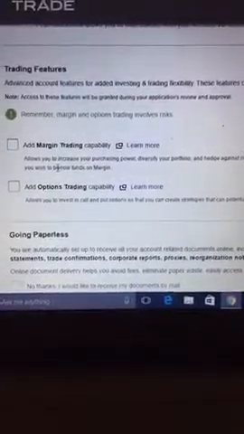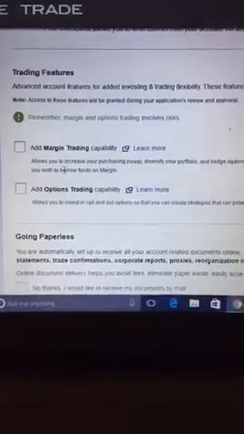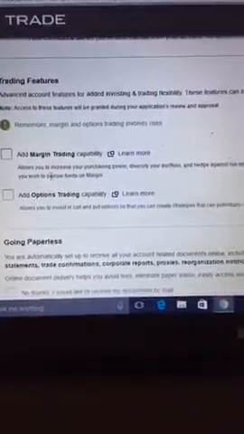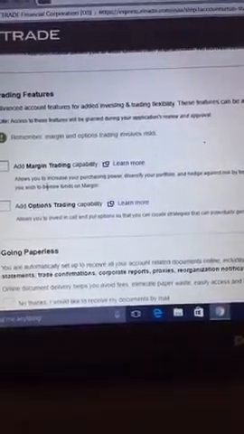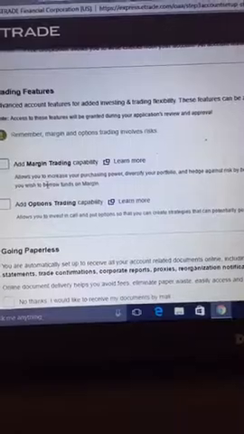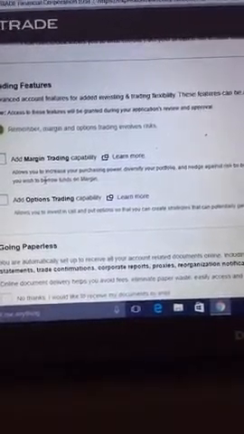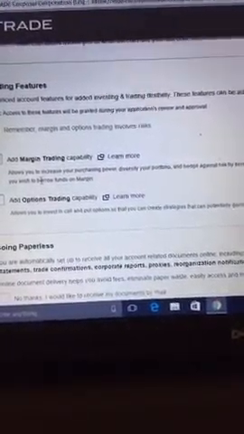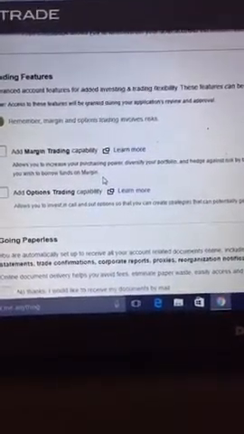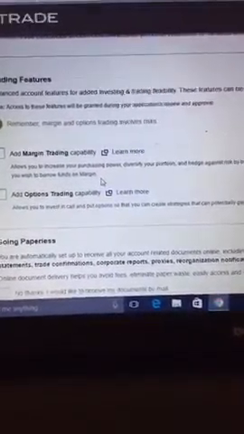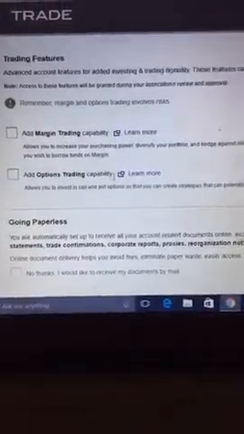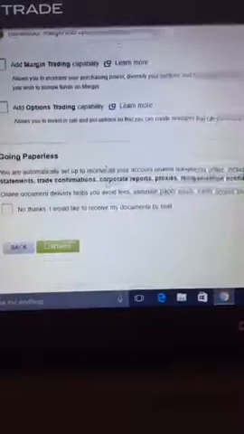Margin trading just gives you the ability to trade by using stuff as collateral. So let's say you don't have money in your account, but you have other types of assets or collateral you can put up. That allows you to still trade using other collateral. That's called margin trading. That's kind of confusing. And options trading gives you the option to purchase stocks or companies on options. That's also kind of confusing. So you don't necessarily have to pick that if you're new to investing.